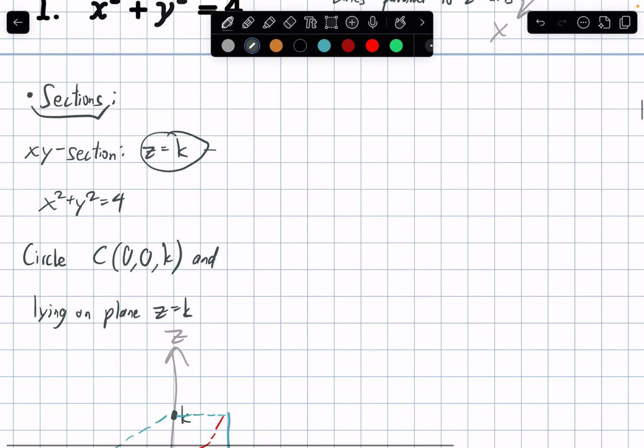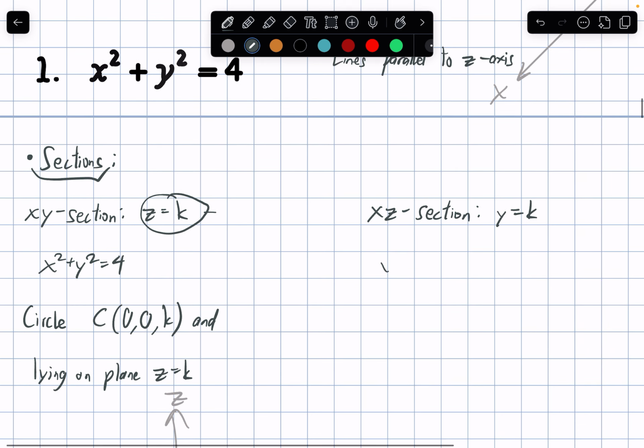Let's try the next section, xz, y is equal to k. So how do we apply that in the original equation? X squared plus y is going to be k, right? So k raised to 2 equal to 4. We manipulate the equation such that we move k to the right side. So 4 minus k squared.